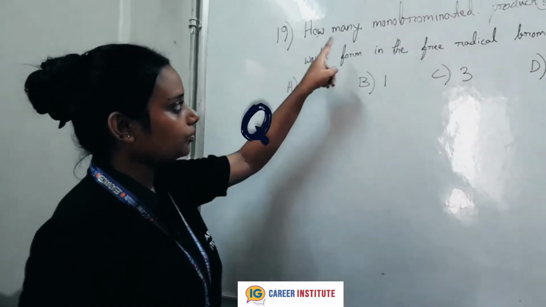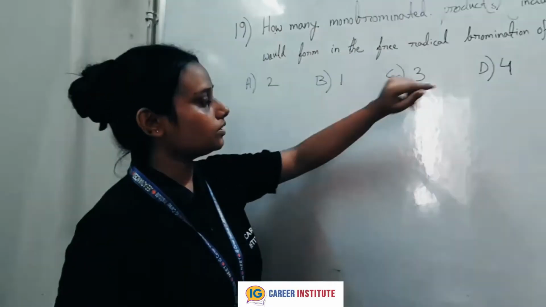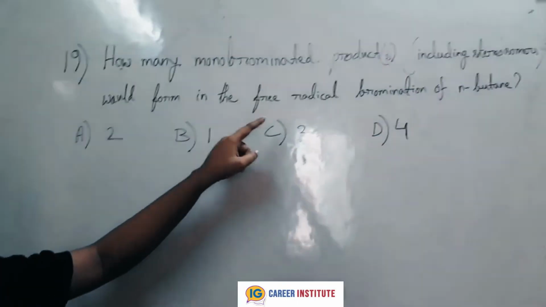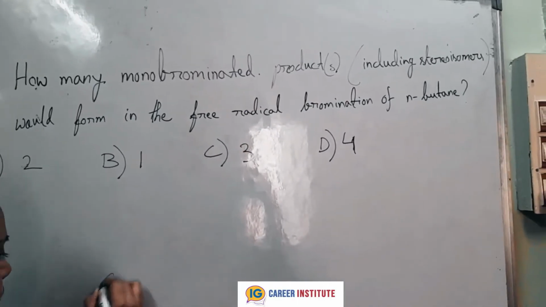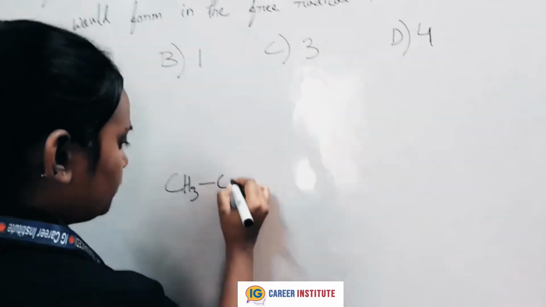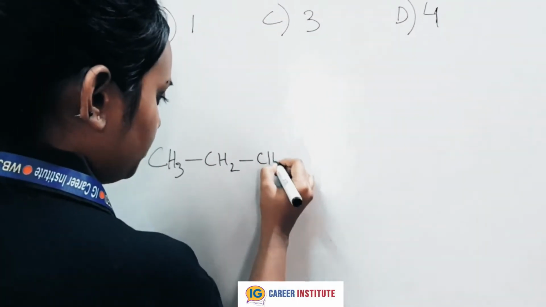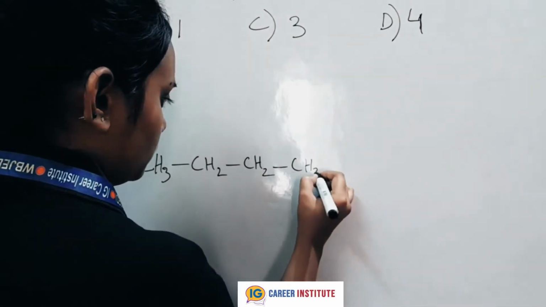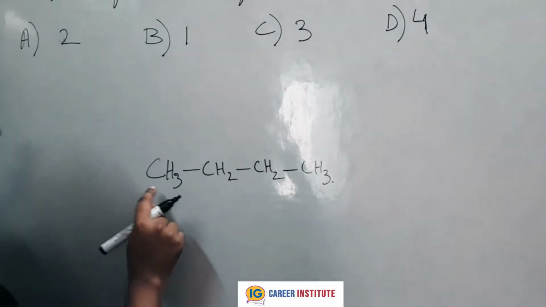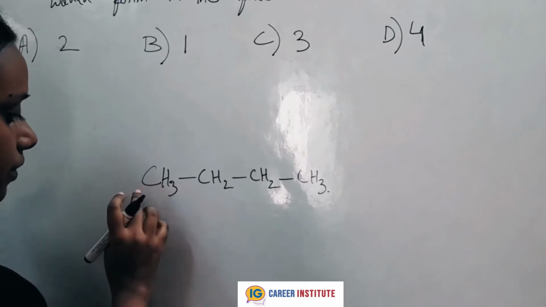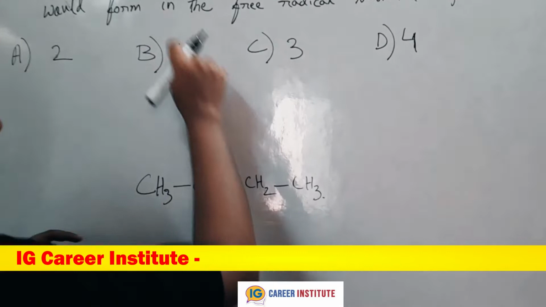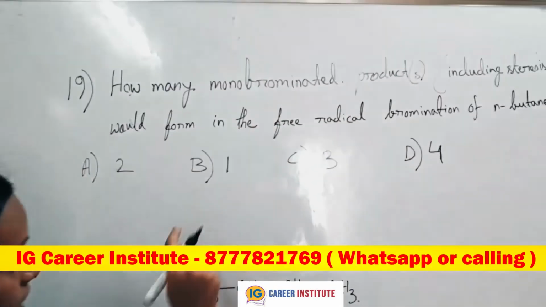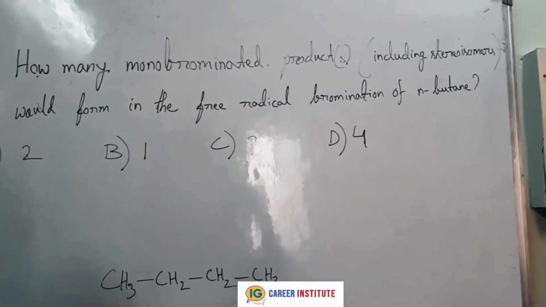Question 19 is, how many monobrominated products including the stereoisomers would form in the free radical bromination of n-butane? So let me draw the structure of n-butane. It's very easy. Just 4 carbon atoms, just normal butane. So just see, if the bromination takes place on this carbon atom or on this carbon atom, and we have to consider only monobromination, we don't have to consider the subsequent reactions.